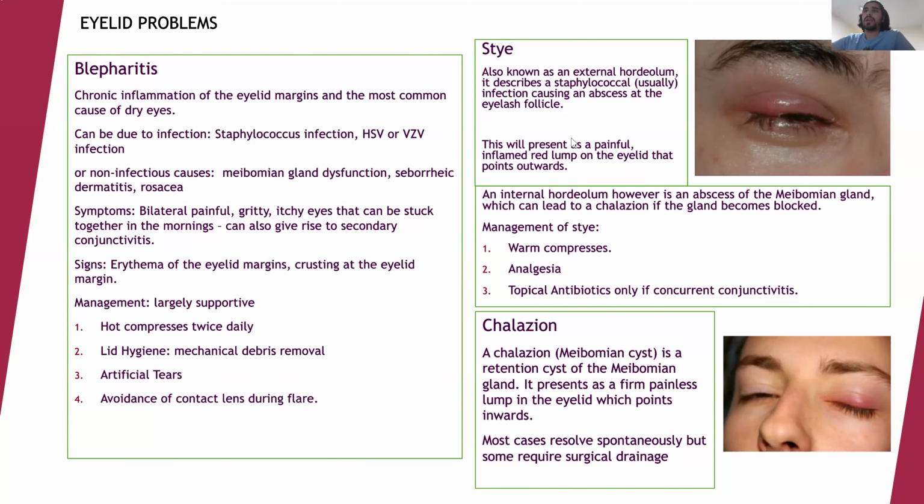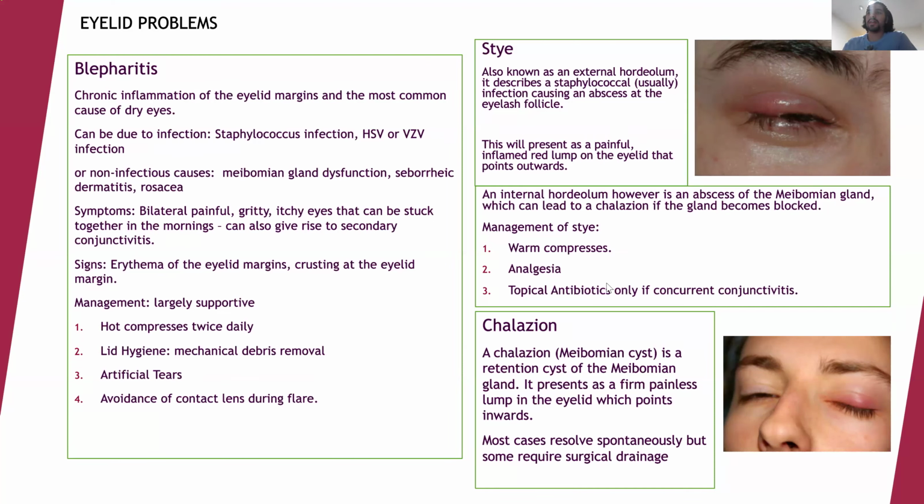It's like a staph infection. You get an abscess. So this is exactly what it looked like. And again, it's just hot compress over the eye because this can become blocked and leads to a chalazion, which we'll go through next. You don't really use antibiotics, but you can sometimes use topical antibiotics, but that's only if there's conjunctivitis. But again, it's just warm compress and analgesia.